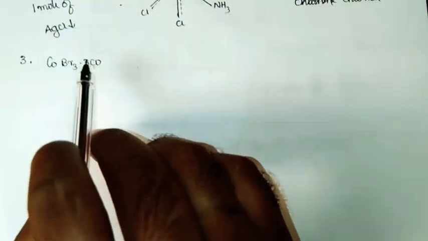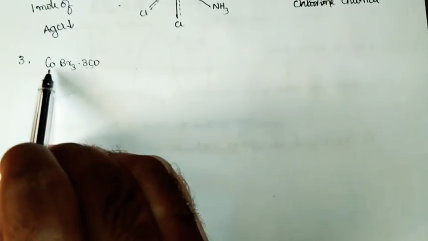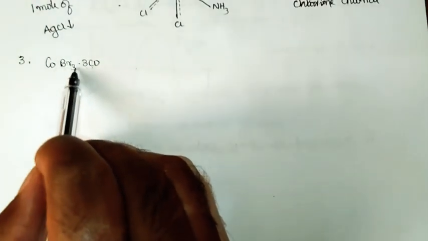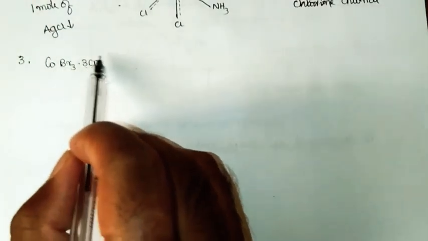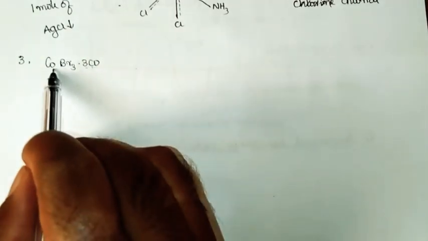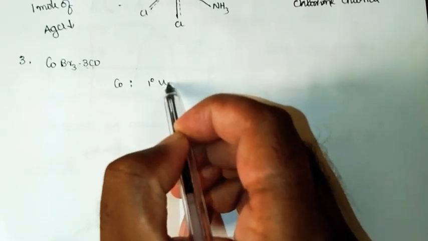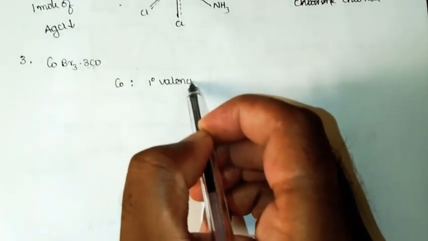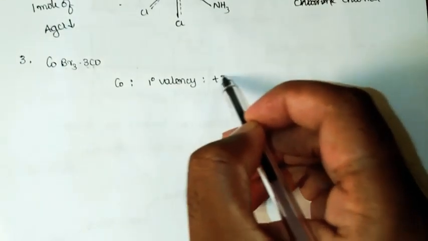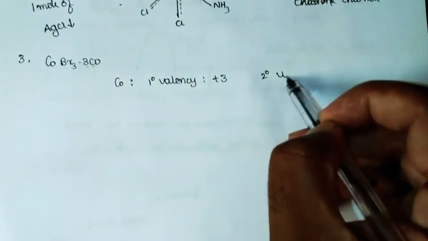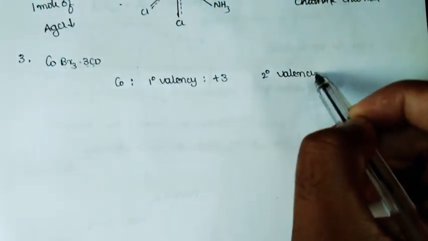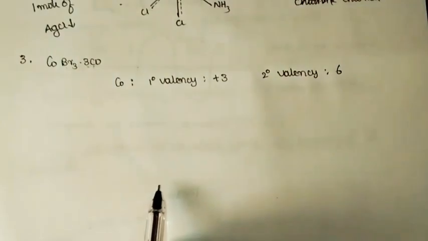So we shall give one more example at last for Werner's theory. The constitutional formula is CoBr3·3CO. So once again the complex of cobalt. For cobalt, once again the primary valency is 3, that is +3, and the secondary valency is 6.